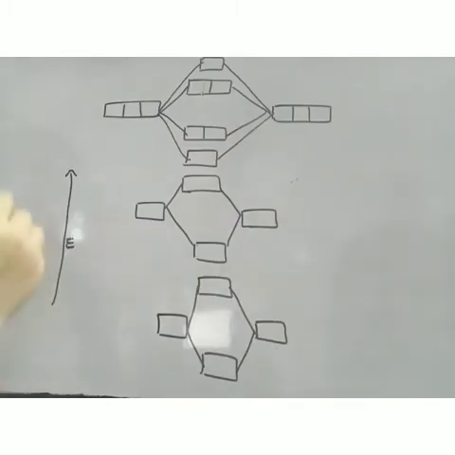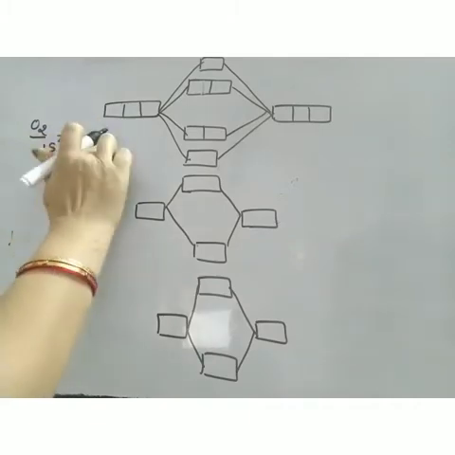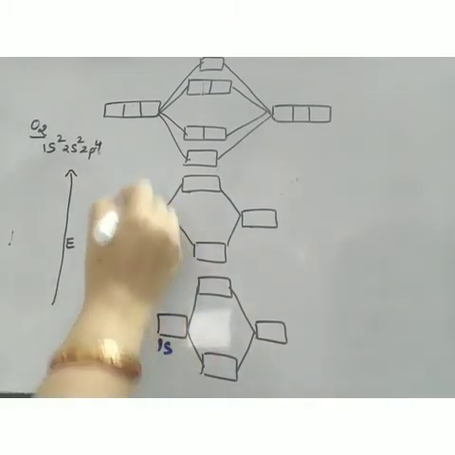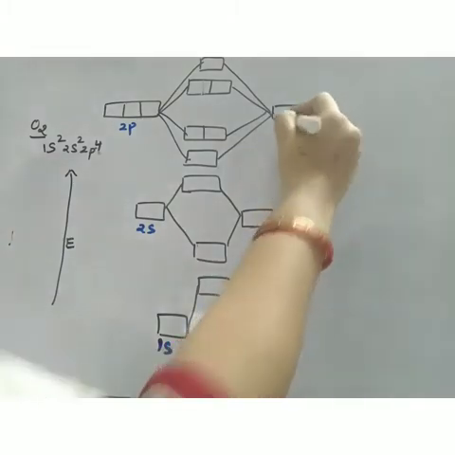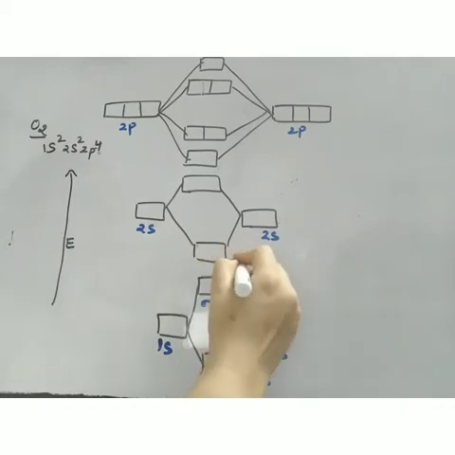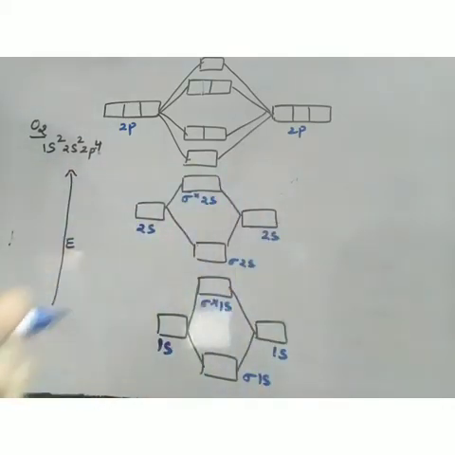Now let's discuss this for the O2 molecule. O2 means O plus O, and what is the configuration of oxygen? 1s2, 2s2, 2p4. Okay, now this is 1s, 2s, 2p, 1s, 2s, 2p, sigma 1s, sigma star 1s, sigma 2s, sigma star 2s. Now you can see there is a change in the diagram.